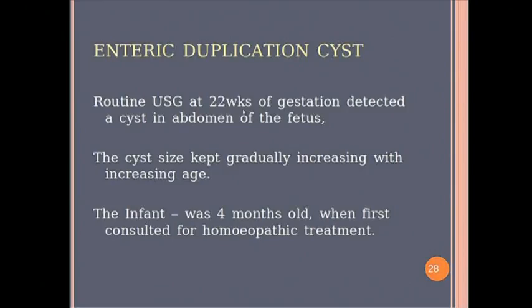This is a very interesting and challenging case of what is known as enteric duplication cyst. It's a very rare sort of disorder. The cyst was detected at 22 weeks gestation, during pregnancy, on a routine USG. The fetus was detected as having a cyst. The cyst size kept on gradually increasing with increasing age. The infant was about 4 months when she first consulted for homeopathic treatment. She was asked by 2 pediatric surgeons to undergo operation because any time the cyst could burst.